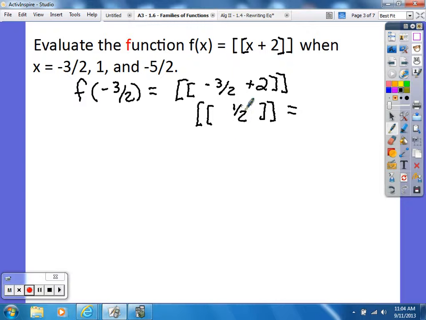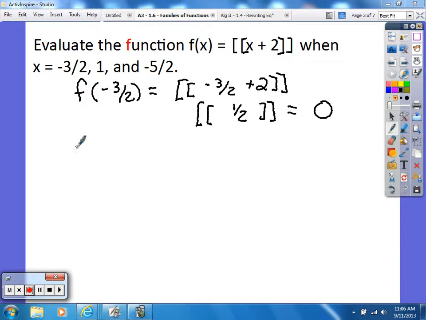Now that you've done the math, we can actually solve this. So what integer comes right before 1/2? What are you thinking? 0. Remember, an integer is like 0, 1, 2, 3, 4, 5, -1, -2, -3. So all this does is always become a whole number. Go ahead and do f of 1 and then f of negative 5 halves also.